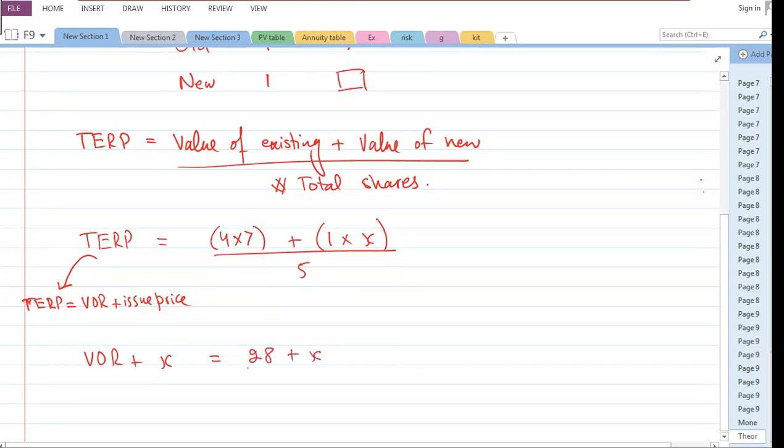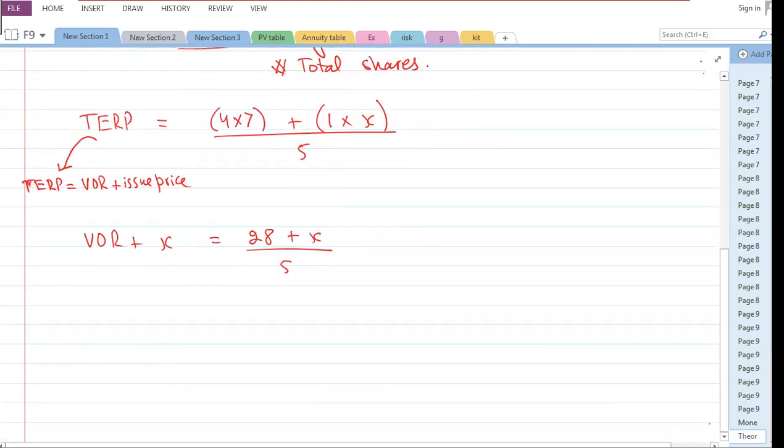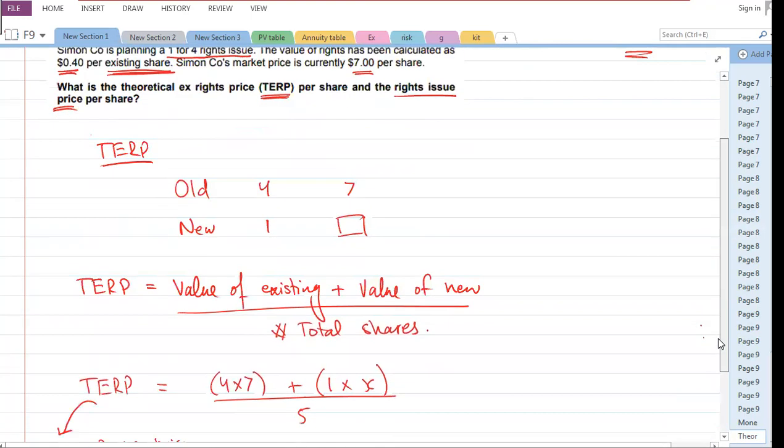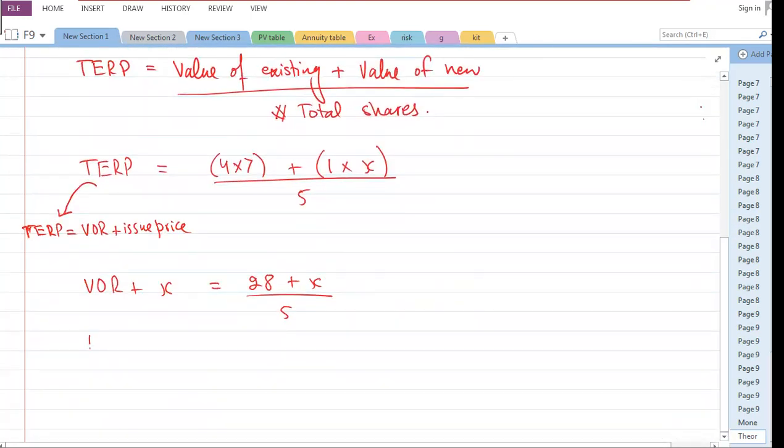1x, which is equal to x divided by 5. The value of the right is also given to us as 0.4 per existing share. We calculated it as 1.6. So I'll say 1.6 plus x is equal to 28 plus x divided by 5.